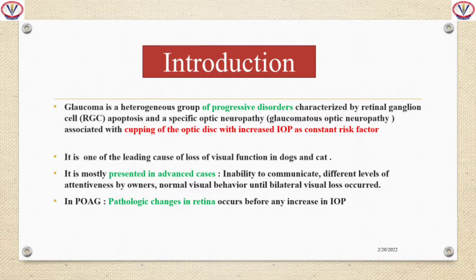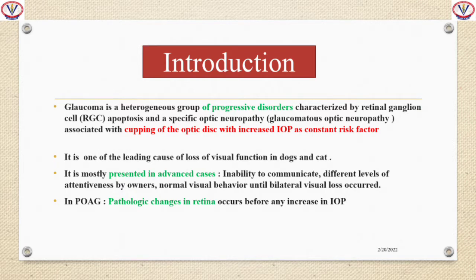Coming to the introduction, as a standard definition, we can say that glaucoma is a heterogeneous group of progressive disorders. It indicates it's not due to a single factor. Various progressive disorders lead to glaucoma, which are characterized by retinal ganglion cell death and cupping of the optic disc. This cupping of the optic disc is a characteristic lesion in glaucoma.